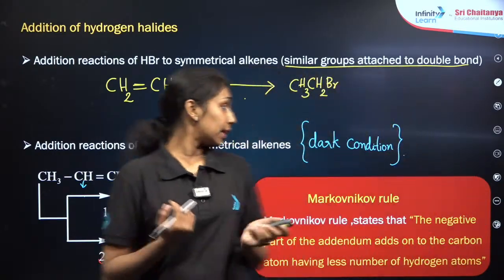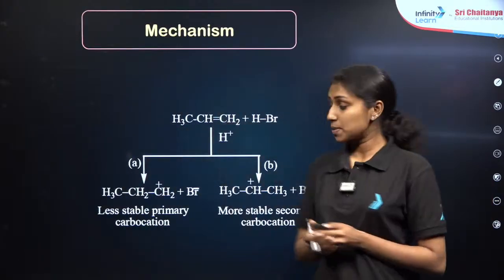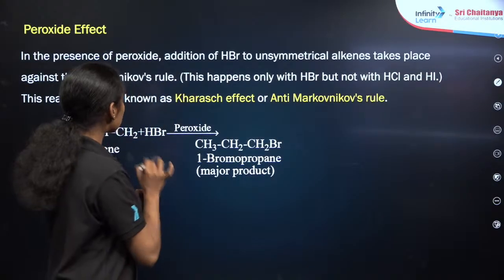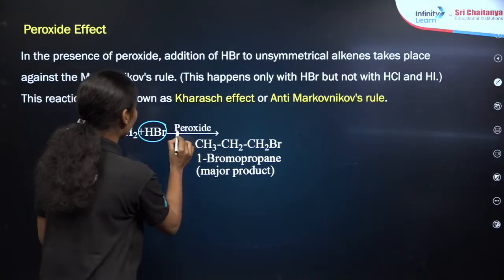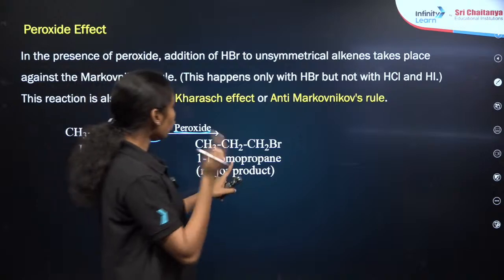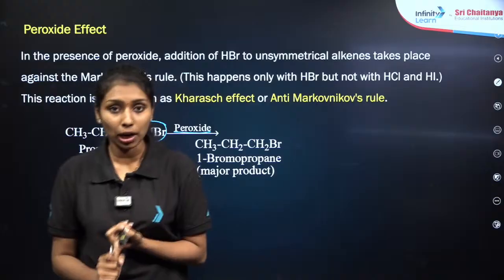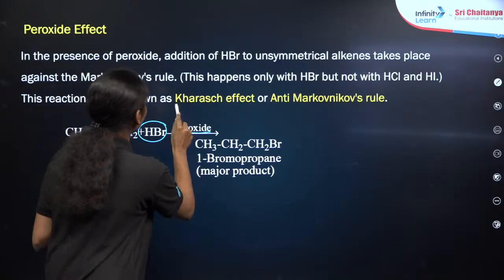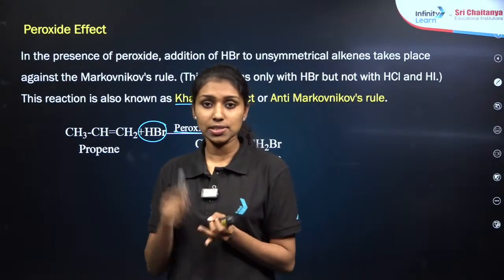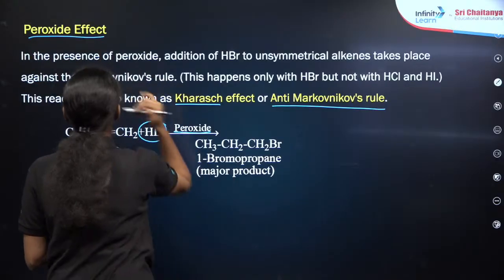Now, the next method. I am taking the same unsymmetrical alkene, but what am I observing here? I am adding HBr in the presence of peroxide. Instead of that product, I will get another product. It is based on the anti-Markovnikov rule. This rule was proposed by Kharasch, therefore this effect is also known as the Kharasch effect, which is against our Markovnikov's rule. It is also known as the anti-Markovnikov rule or peroxide effect. In the presence of peroxide, it is happening.